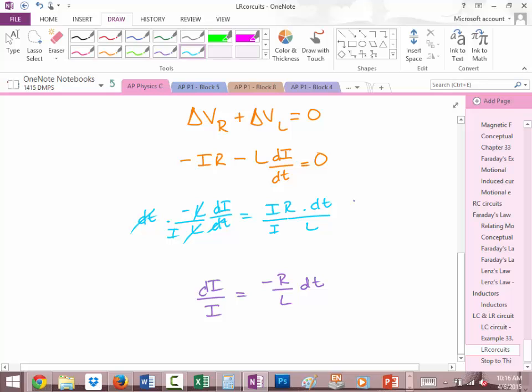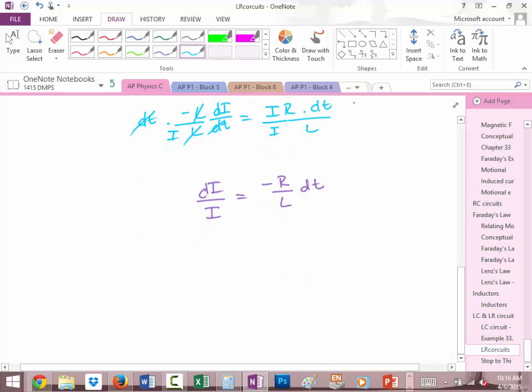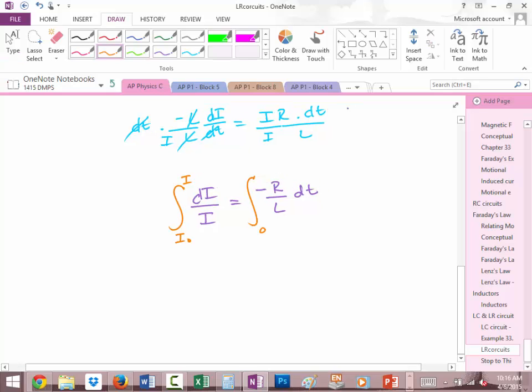Let's integrate both sides. Is it a line integral? No, it's just a plain old integral. Now I kind of like those dI and dT things. They're cute, but they're not really helpful in terms of what is the current at any given time. So we're going to integrate on the left-hand side from our maximum current to some current at some other time. And on the right-hand side, the time is going to start at 0 and go to some other time.